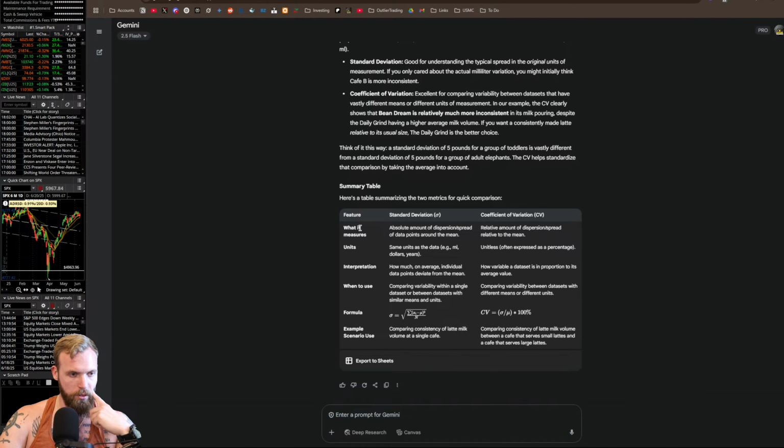And then our summary table, what it measures. Absolute dispersion, like we talked about. Relative amount of dispersion about the mean, we talked about. Gives you the units. Again, typically CV is a percentage. Interpretation for standard deviation: how much on average individual data points deviate from the mean. Good. And for CV: how variable a data set is in proportion to its average value. That's really solid. This is great. You all just literally got an undergrad level understanding of standard deviation and CV. That's absolutely sick.